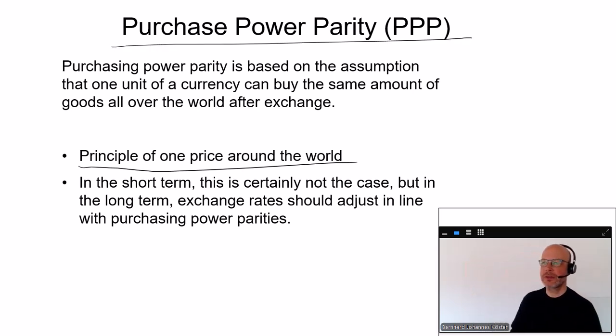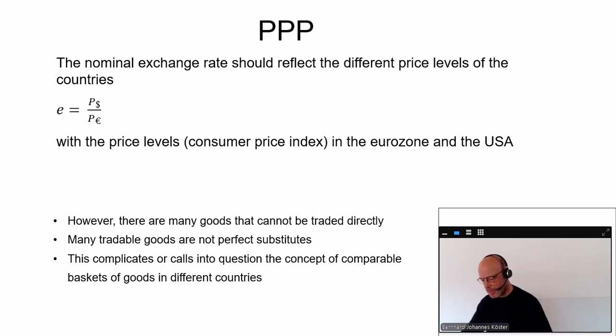We just take the relation between the two values, and then this ratio is interpreted as the purchasing power parity. So also somehow an exchange rate between these two currencies.